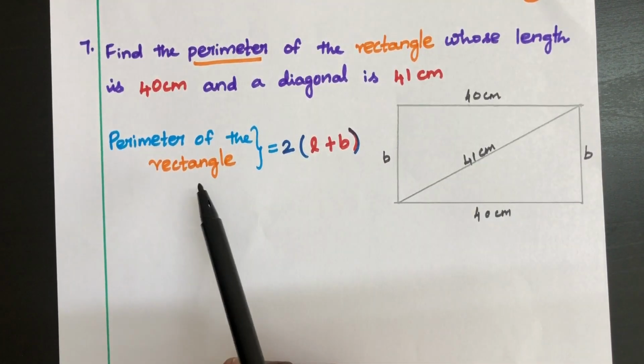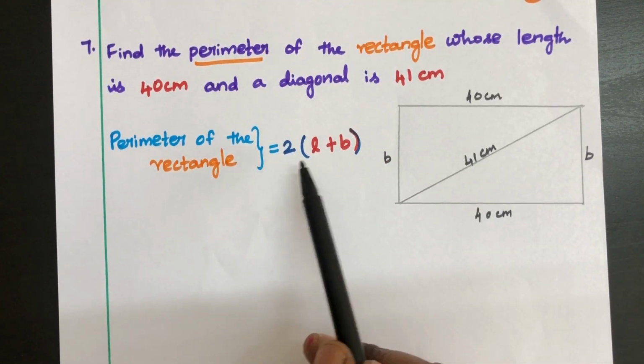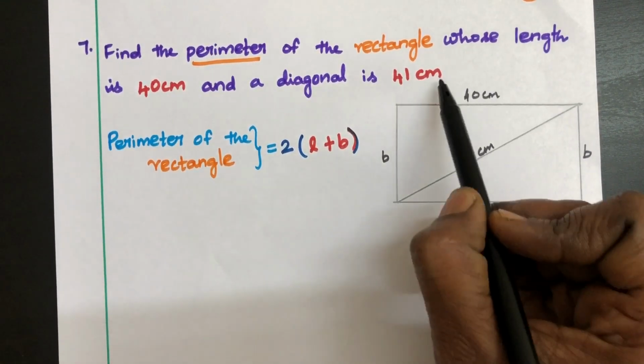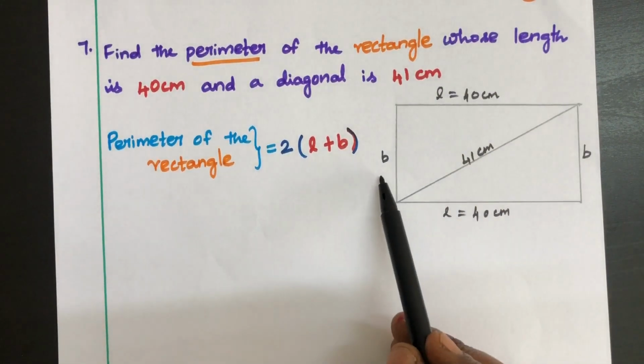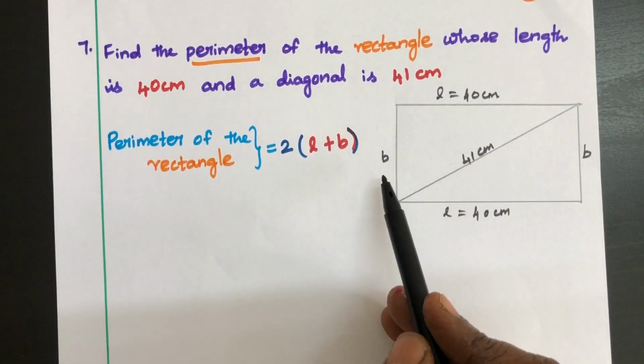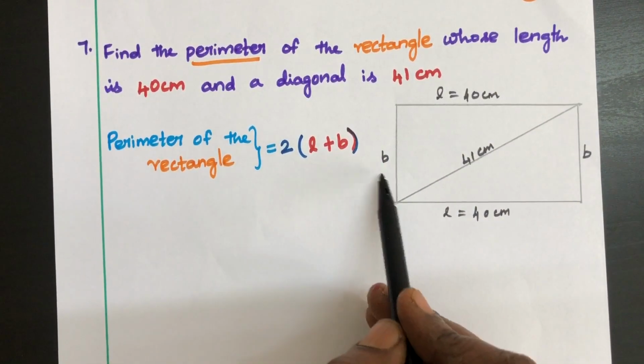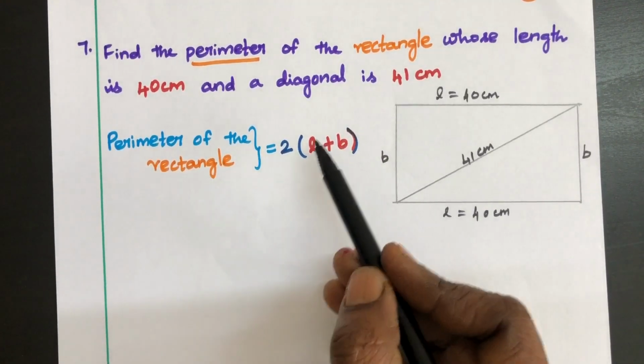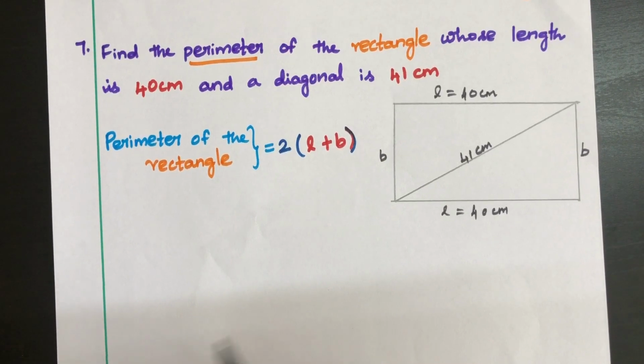Now the question is, find the perimeter of the rectangle whose length and diagonal are given. We don't know the breadth. Its formula is 2 into L plus B. We know L, this is the length, right? We don't know B, the breadth value. We are going to find B, then apply the values of L and B here. We can easily find the perimeter of the rectangle. Let's see how to do it.